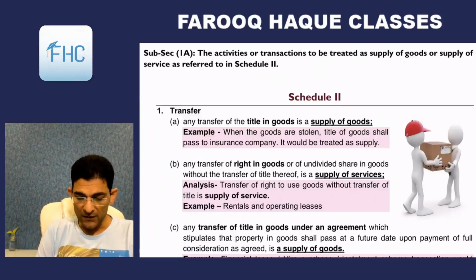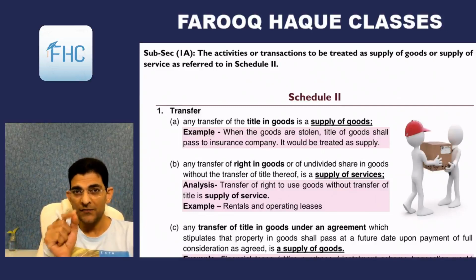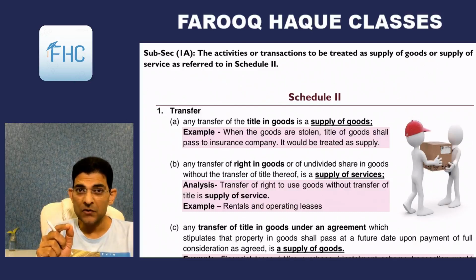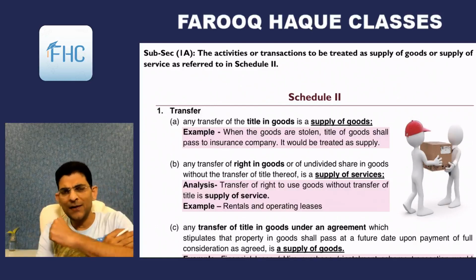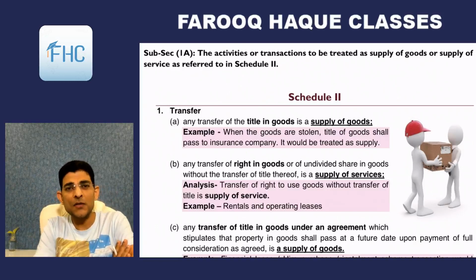Okay, now let's see Schedule 2. So Schedule 2 gives a whole list of transactions which are either to be regarded as supply of goods or regarded as supply of services. Now you'll ask me, what is the reason behind this Schedule 2?